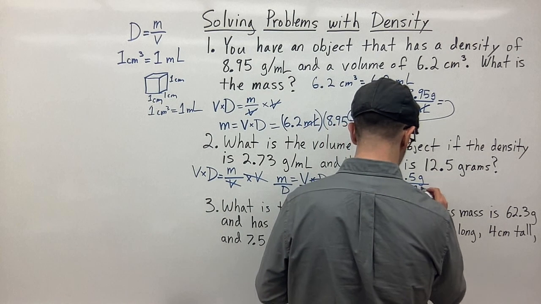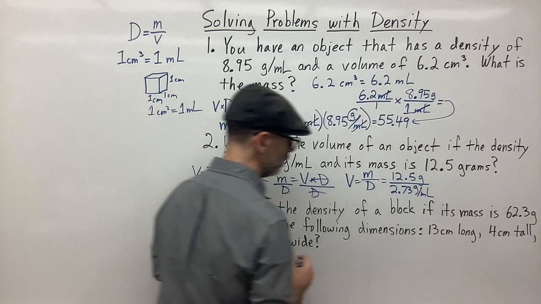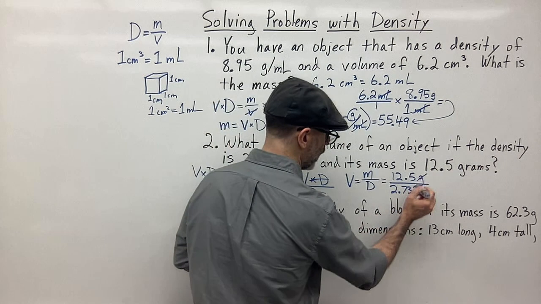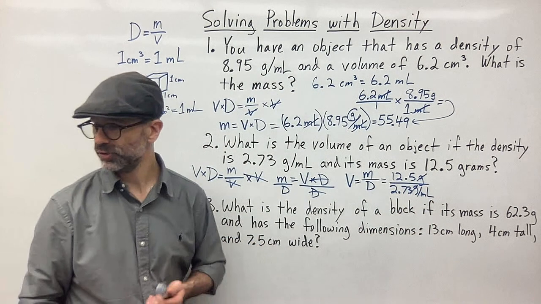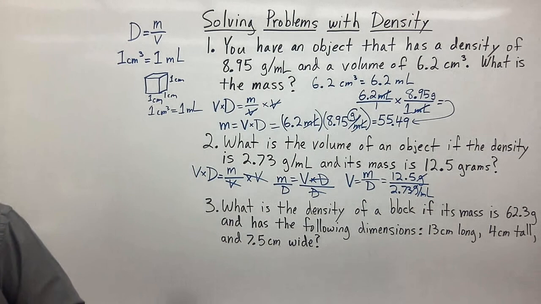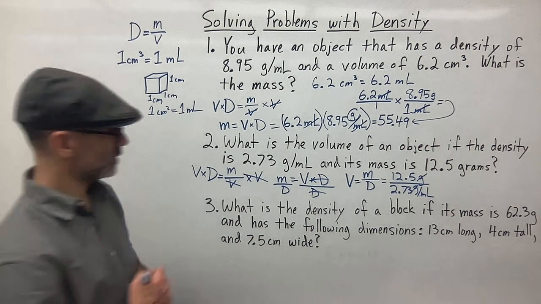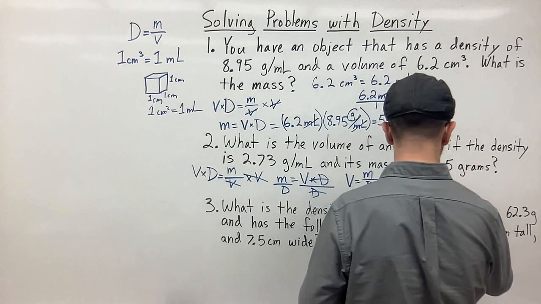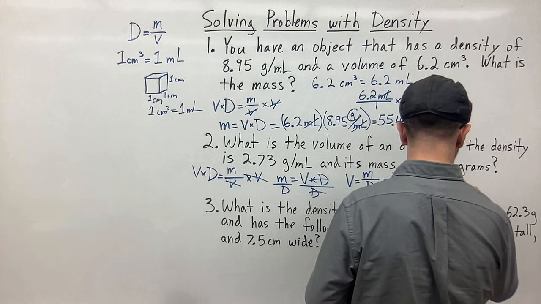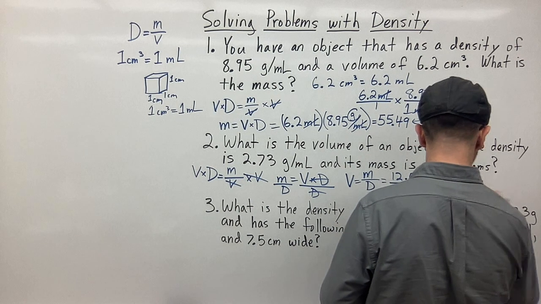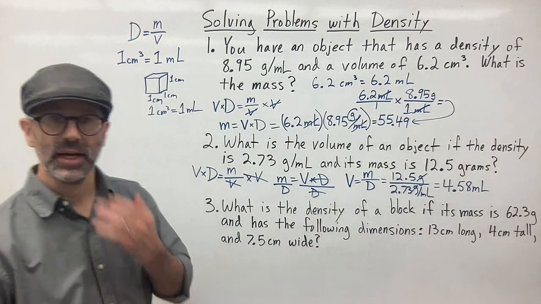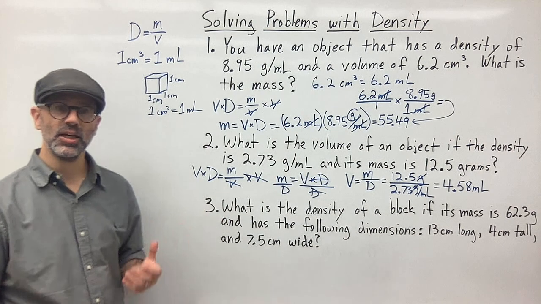2.73 grams per milliliter. This time grams cancels out. I'm left with milliliters. And then when I solve the equation, what did I get? I get 4.58 milliliters. Okay, so again, that's using the equation.